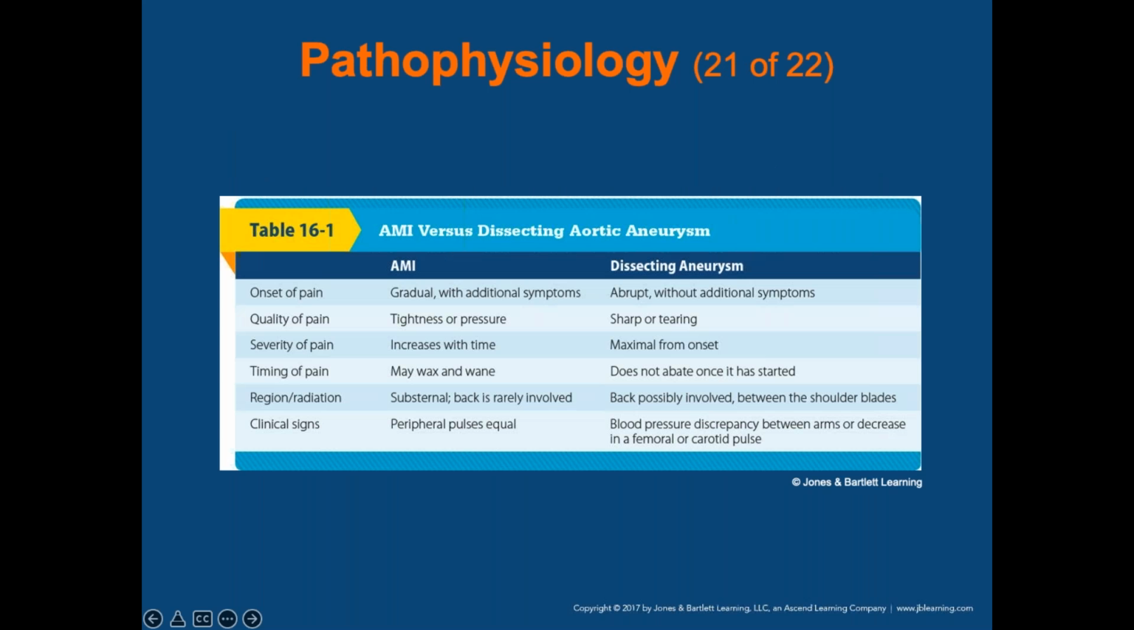All right. So as you can see, looking at the AMI versus ascending aortic aneurysm table here, versus onset, quality, severity, time, region, there are some clinical signs between the two as well.